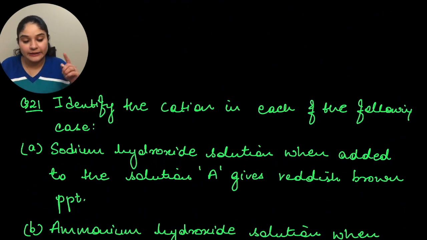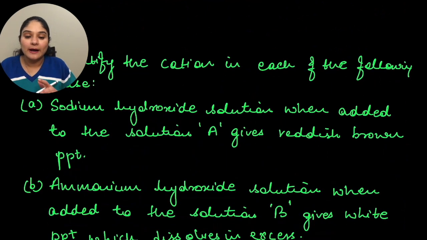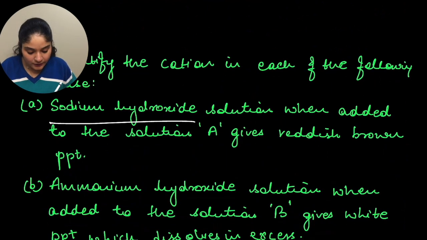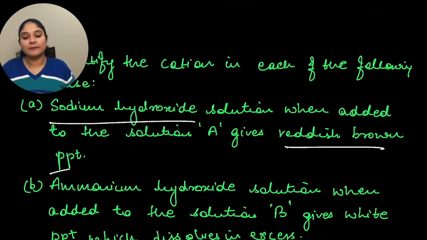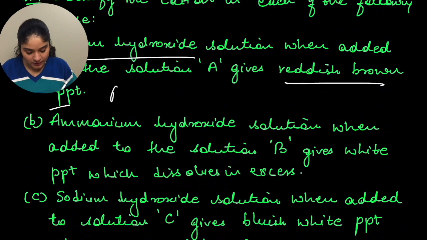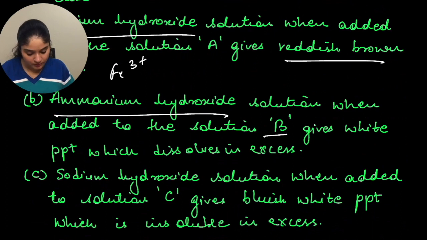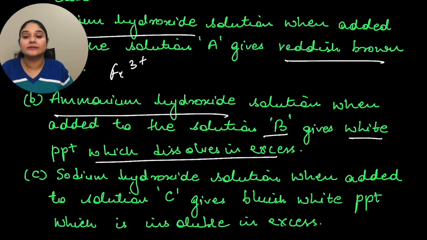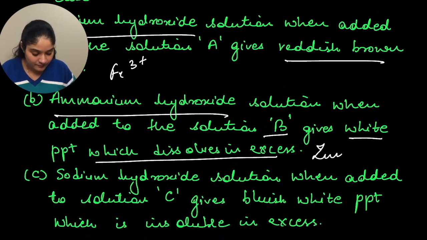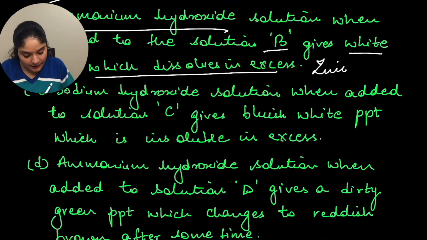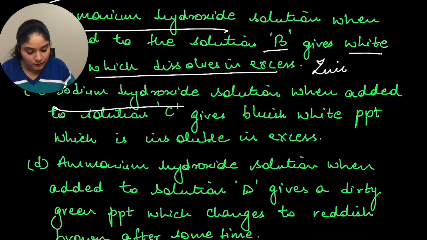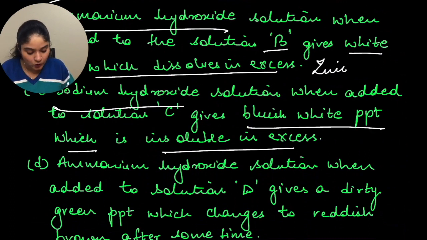Identify the cation in each of the following cases. Sodium hydroxide solution when added to solution A gives reddish brown PPT. So when you get reddish brown PPT, it is Fe3+. So Fe3+, ferric ion. Next question. Ammonium hydroxide when added to solution B gives a white PPT which dissolves in excess. Your answer is zinc.